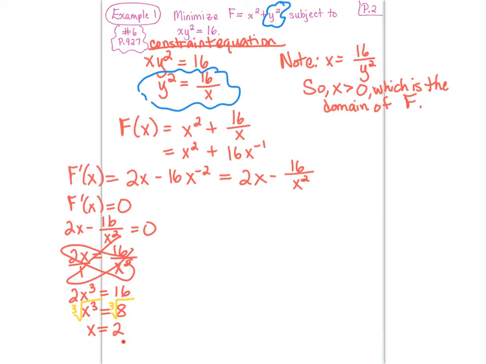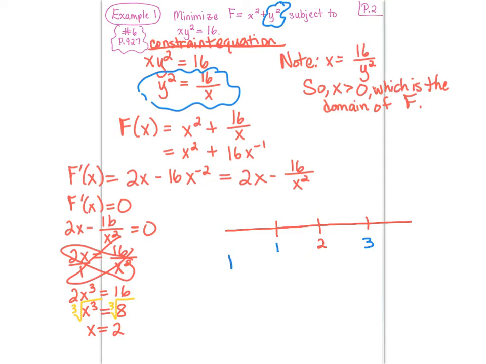Now what we're going to do is check our number line. We're going to mark our critical point. We're going to take a point to the left to check it and a point to the right. So let's choose 1 and let's choose 3. We're using the first derivative test. It's not necessary. You don't have to do that at all.